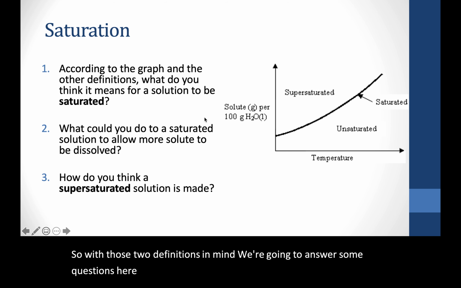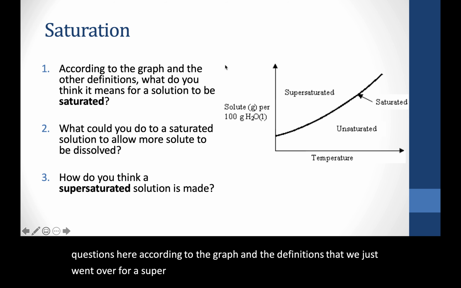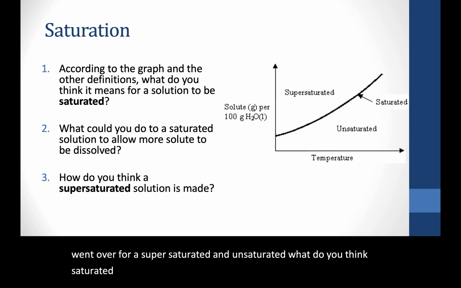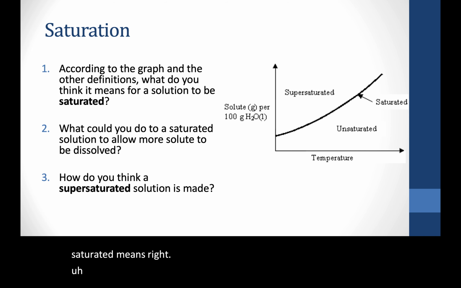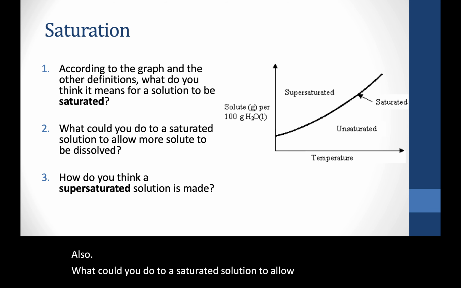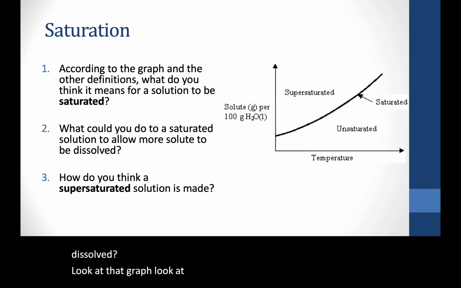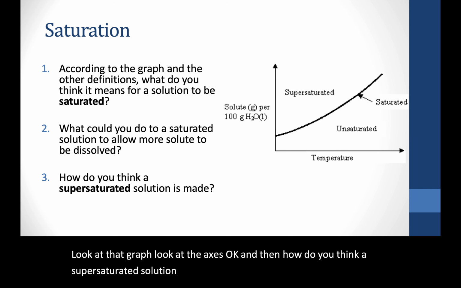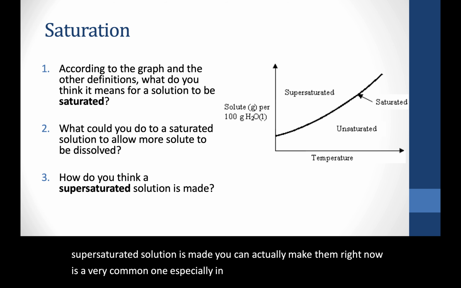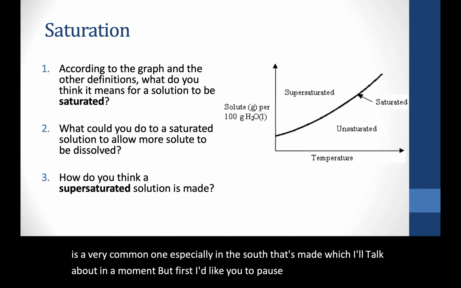According to the graph and the definitions that we just went over for supersaturated and unsaturated, what do you think saturated means? Also, what could you do to a saturated solution to allow more solute to be dissolved? Look at that graph. Look at the axes. Okay? And then how do you think a supersaturated solution is made? You can actually make them. There's a very common one, especially in the South, that I'll talk about in a moment. But first, I'd like you to pause the video and answer these three questions.